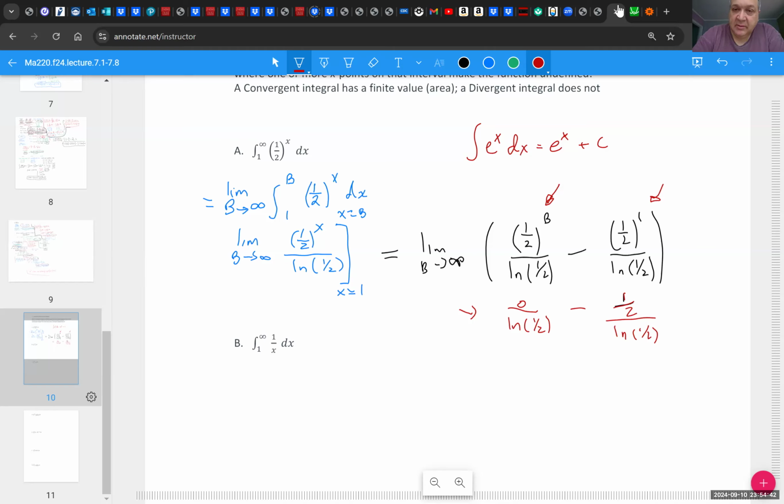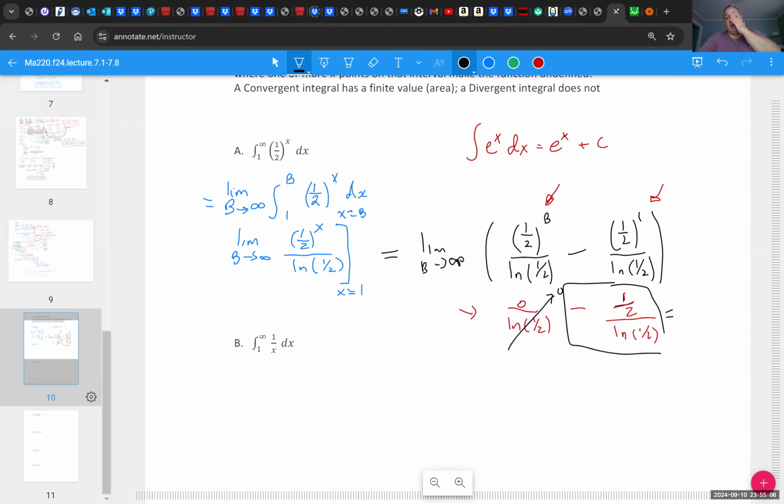And this part is just 0 because 0 divided by anything is 0. And this part is going to be whatever negative 1/2 over ln of 1/2 is. And you could just leave it that way. I like precise answers. And so negative 1/2 over ln of 1/2 is a fine answer.